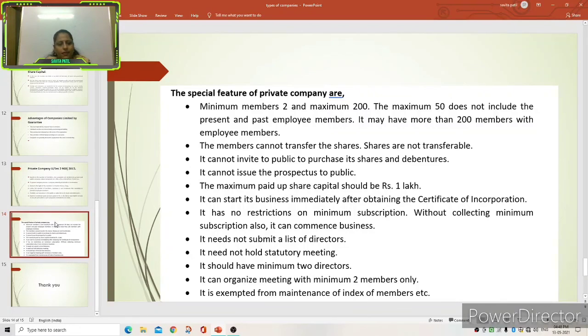As we have discussed the definition, we have also discussed the special features of the private company. Okay. In my next class, we shall see what is meant by a public company and what are the various differences between the public company and the private company.